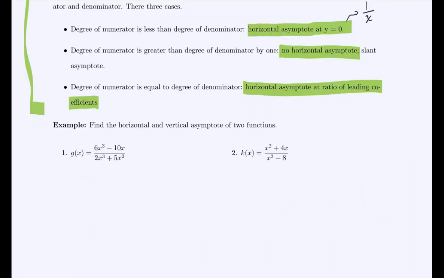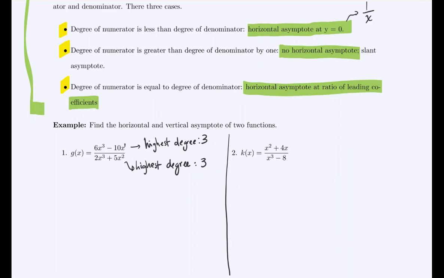Okay. So for example 1, notice we've got 6x cubed minus 10x divided by 2x cubed plus 5x squared. So let's find the highest degree on the top. On the top, we've got an exponent of 3 on the first term and an implied 1 on the second term because x is just x to the 1. The highest of these is 3. In the denominator, our first term has a power of 3. Our second term has a power of 2. Pick the highest. So which of these 3 cases are we in for example 1? Take a moment to identify it.